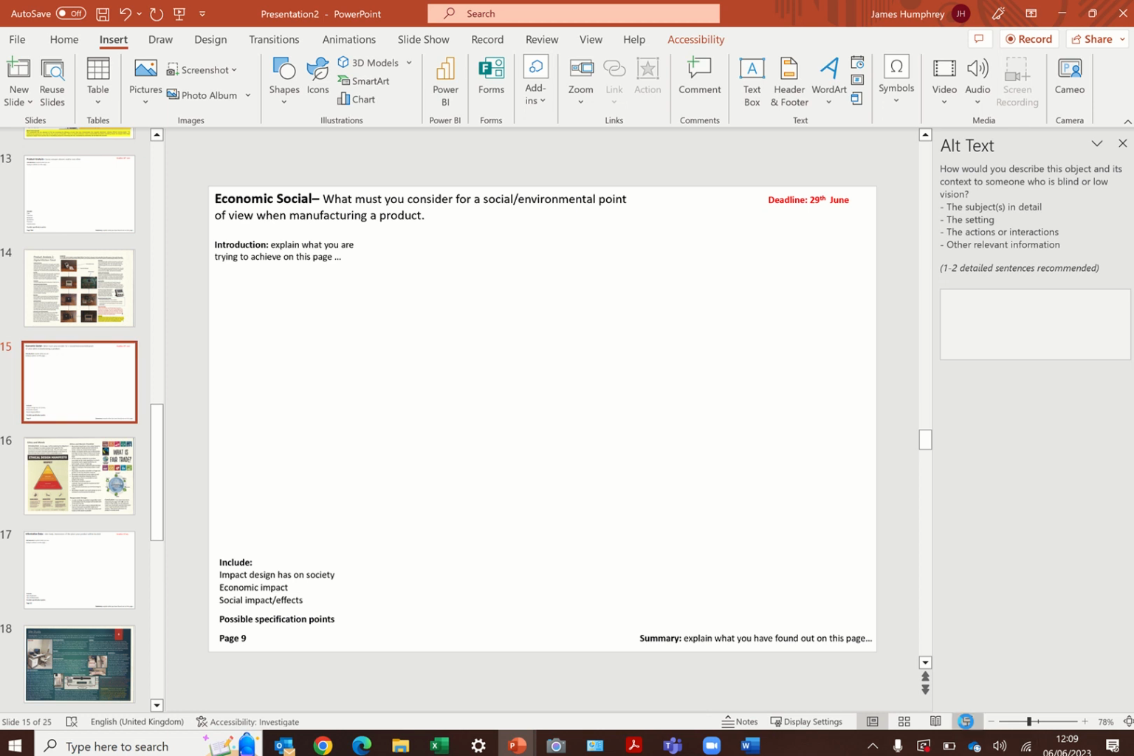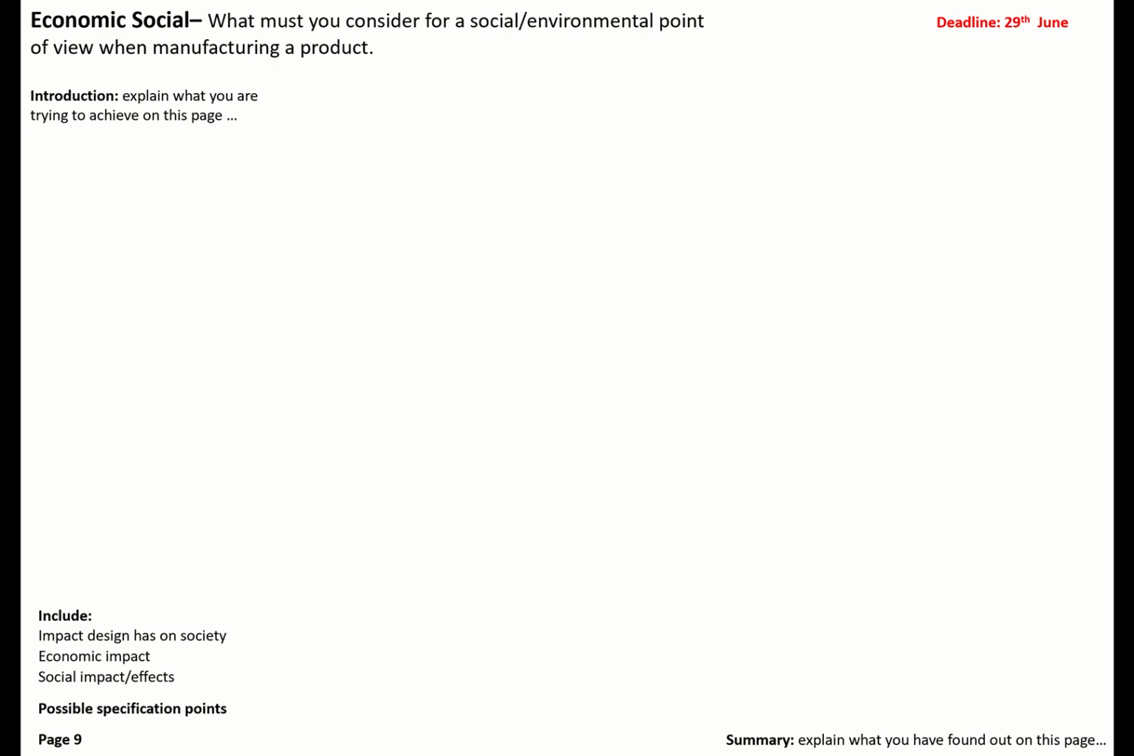This is a funny old page, economic social. It's all about the way that a product should be made, taking into consideration the economy and the social aspects of it: who's making it, where it's being made, and the implications it could have on the surrounding people and area.